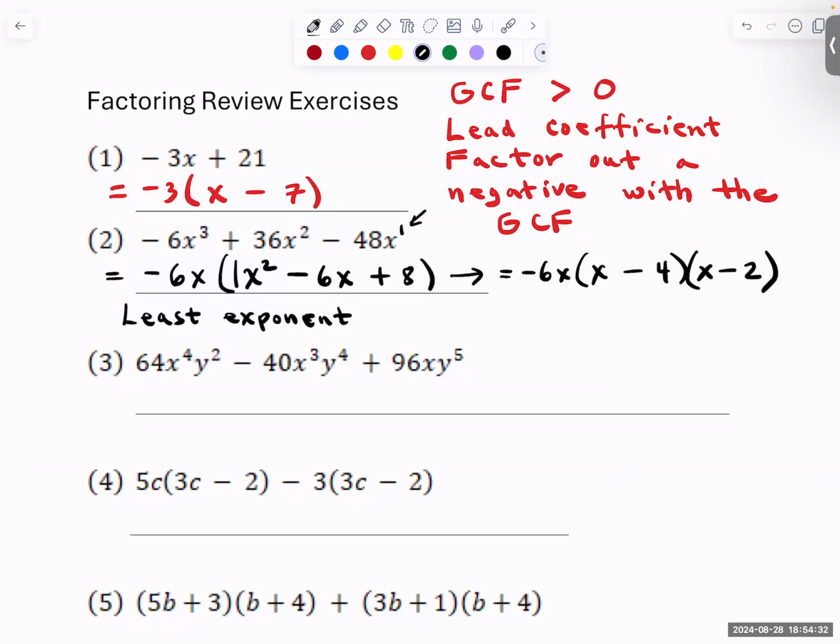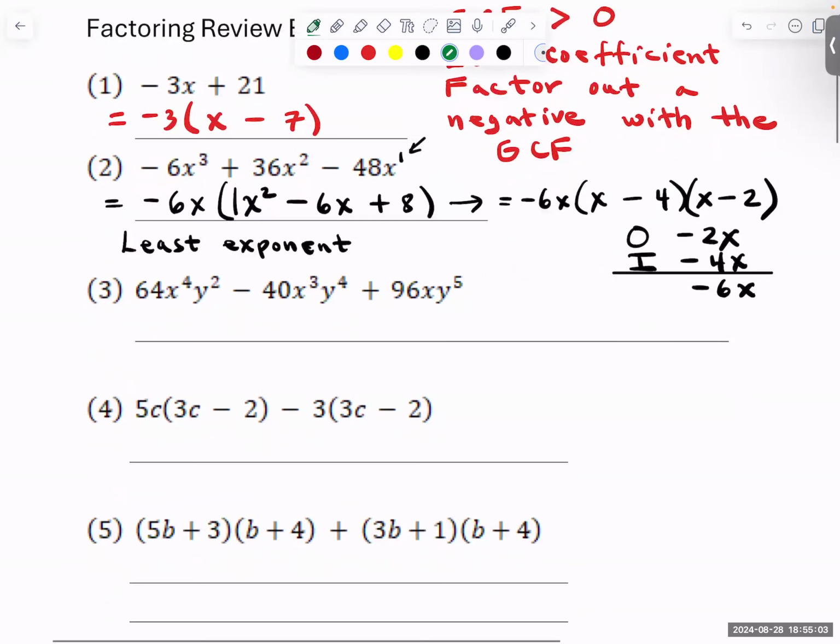The outer product, so O for outer, is going to be negative 2x, and the inner product is a negative 4x. And when you combine those two like terms, you get negative 6x, which is the correct middle term. And finally, the only common factor of the terms in the 2 binomials is 1. So the GCF is 1 for both binomials, so we know we're done.